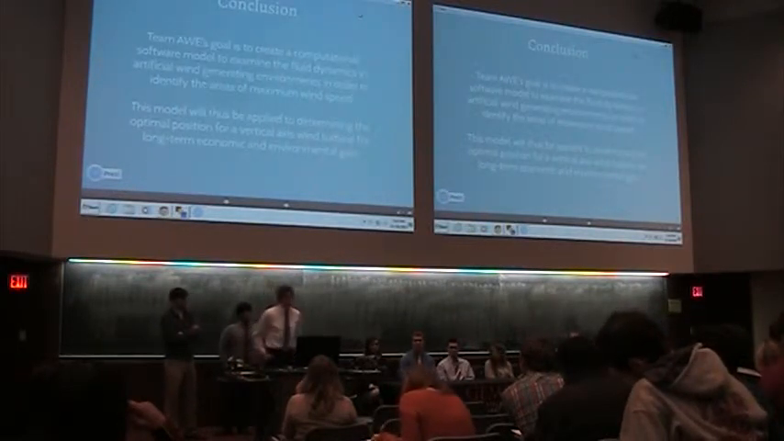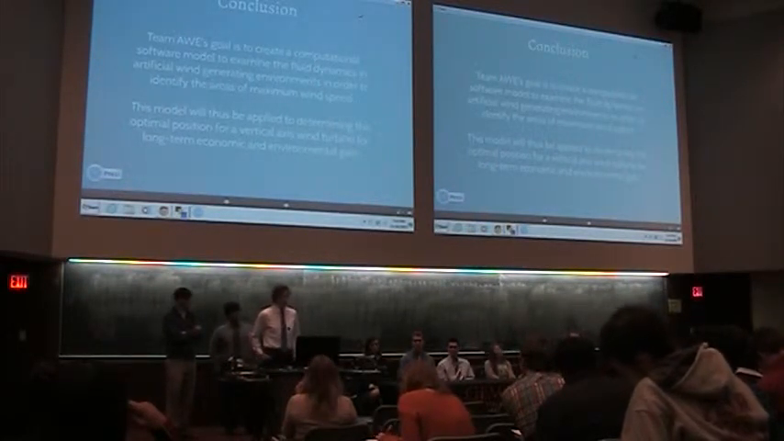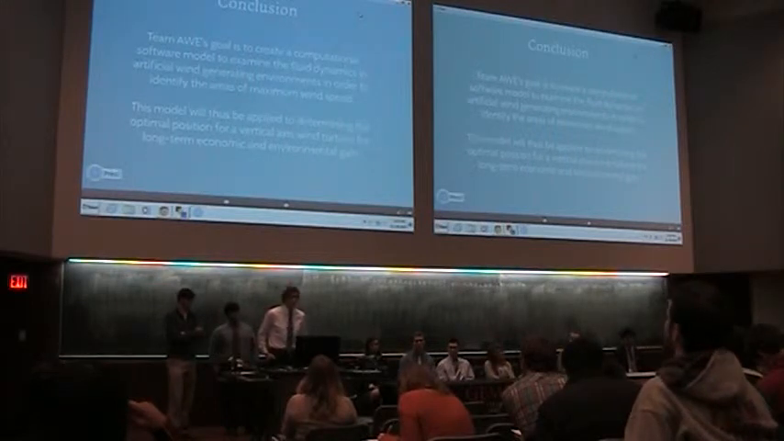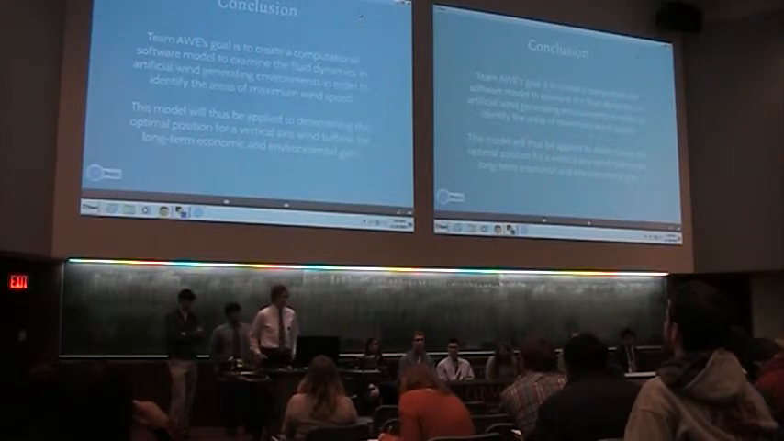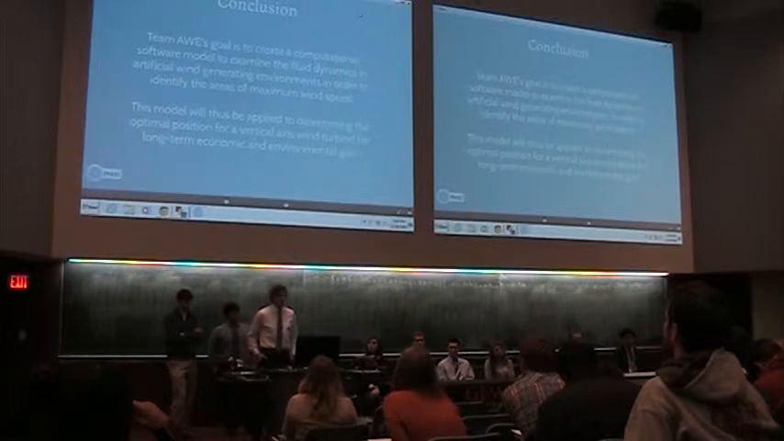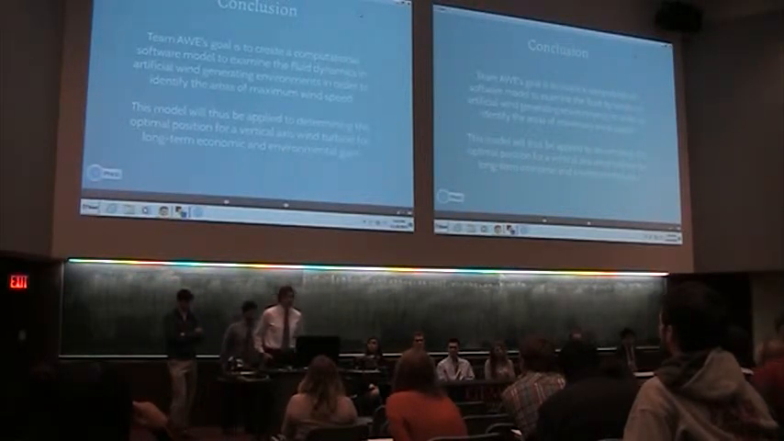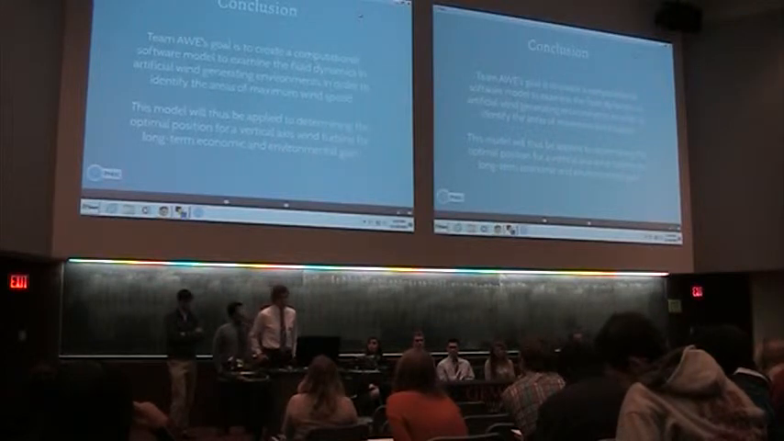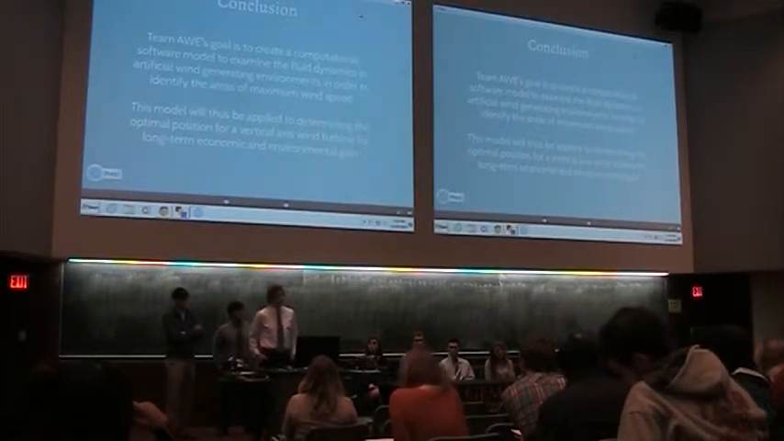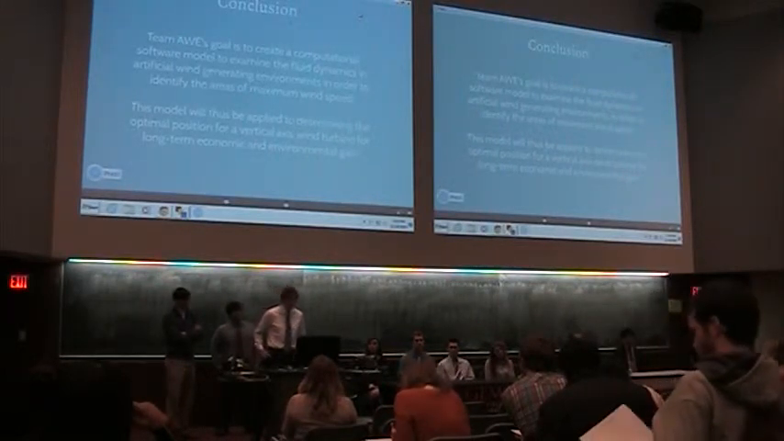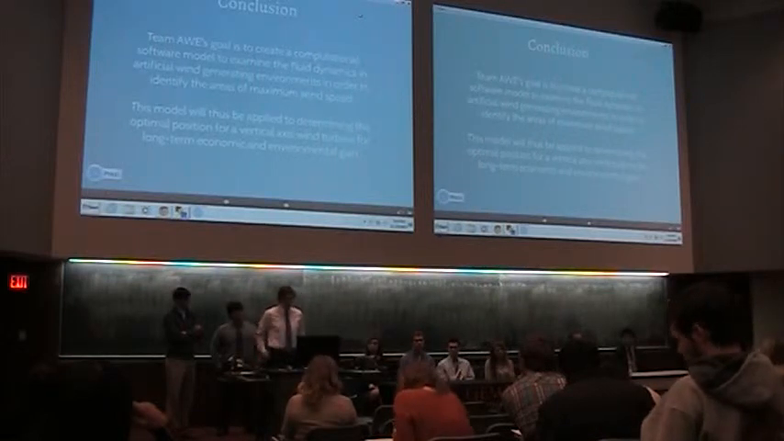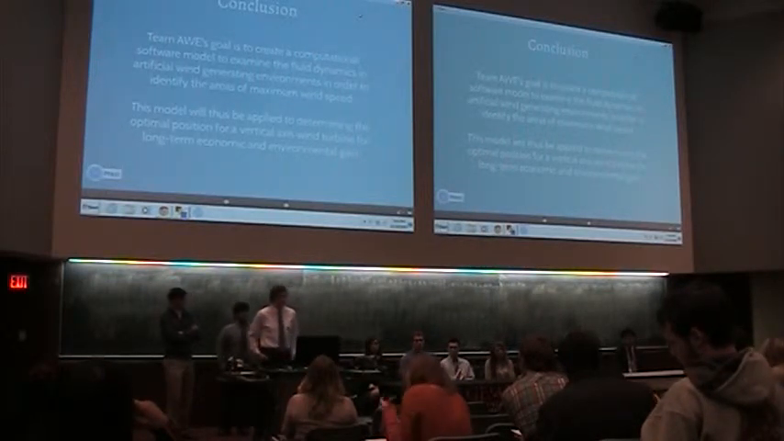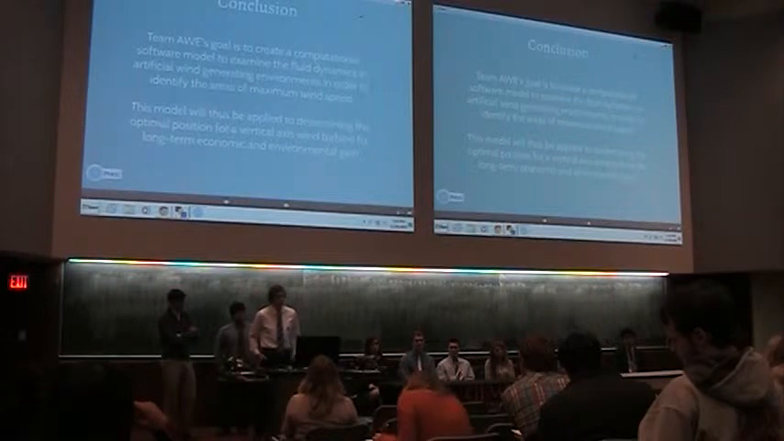Okay, so our conclusion is that we're trying to create a computational software model to examine the fluid dynamics in artificial wind generating environments in order to identify the areas of maximum wind speed. We will then use this model to determine the best location to place a vertical axis wind turbine and whether placing one there is both economically and environmentally feasible. Currently, we've done basic preliminary testing, we have basic data, and we are in the process of making our model in the fluid dynamics software.